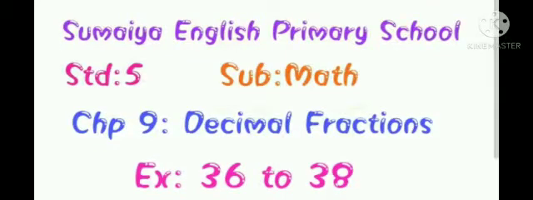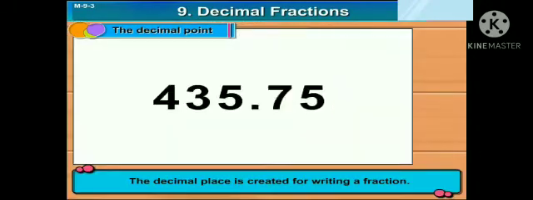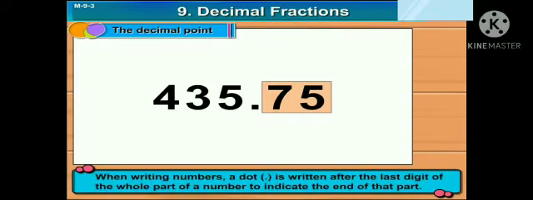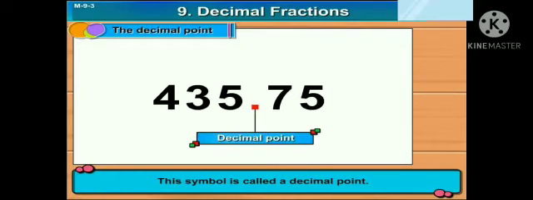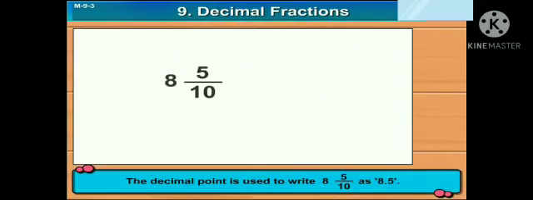Hello kids, let's start with our math subject, decimal fractions, chapter 9. Now let us see the decimal point. The decimal place is created for writing a fraction. When writing numbers, a dot is written after the last digit of the whole part of a number to indicate the end of that part. This symbol is called a decimal point.